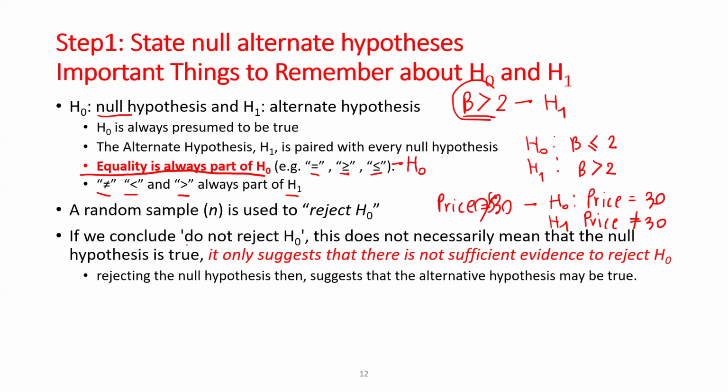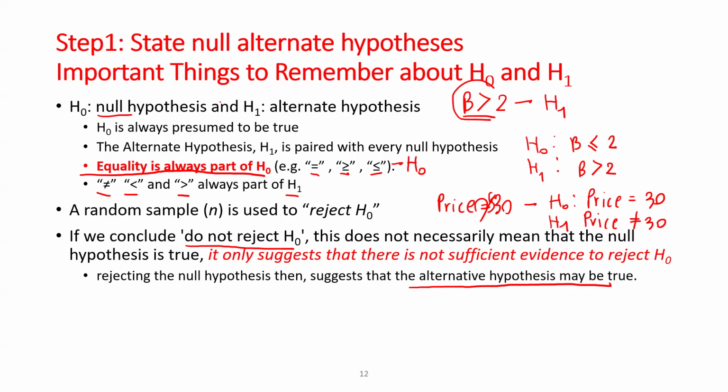If we conclude do not reject H naught, it does not necessarily mean that the null hypothesis is true. It only suggests that there is not sufficient evidence to reject. However, rejecting the null hypothesis suggests that the alternative hypothesis may be true.